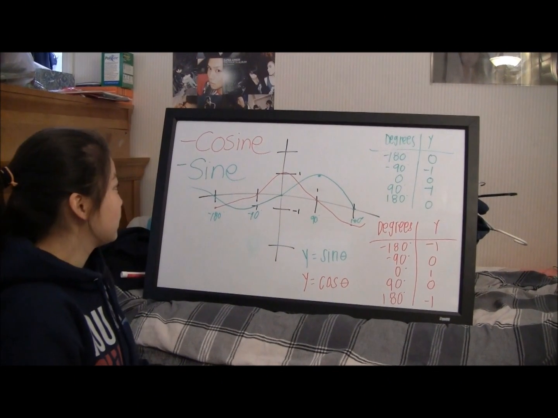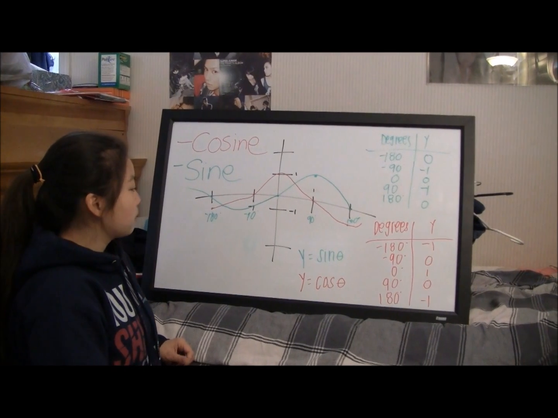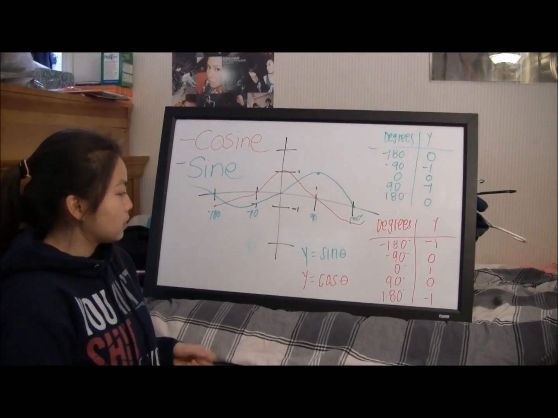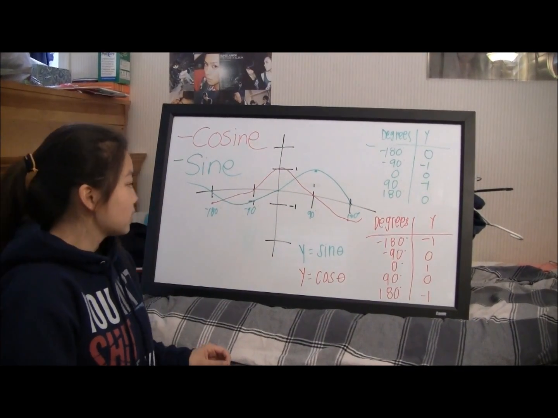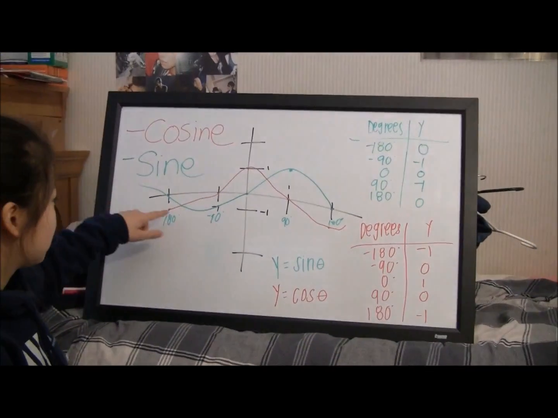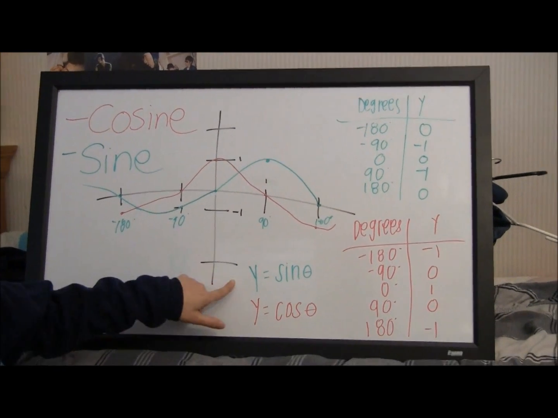Today we're going to be graphing sine and cosine. The amplitude of the parent function of sine and cosine is always 1, and the period is always 360 degrees. So let's start off with sine. This is the parent function of sine, the green line, which is y equals sine theta.